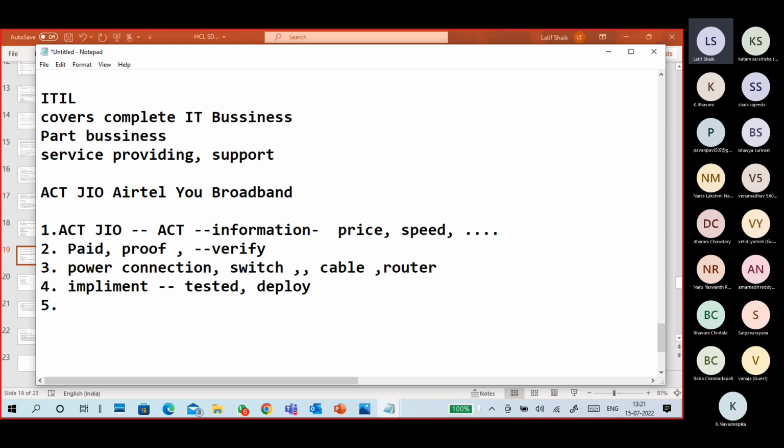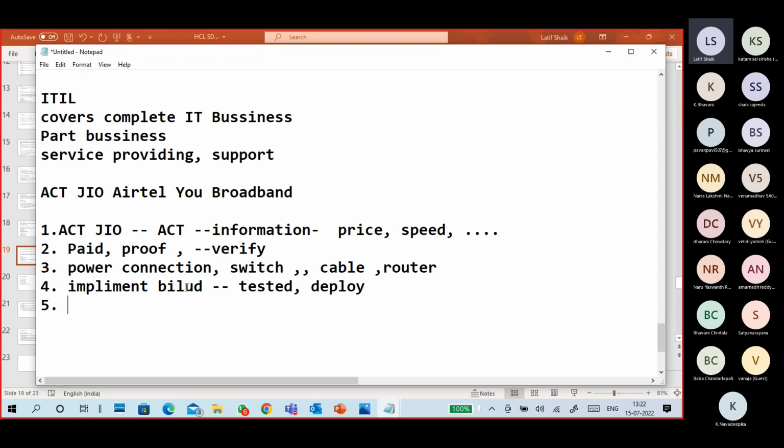So my points are 1, 2, 3, 4, and here we have to reduce that kind of stuff. Implementation means build: start building it, test it, deploy it to the customer. So they hand over: sir, everything is connected fine, internet is working, please check the internet connection. Everything they connected well, so you won't get any problems.